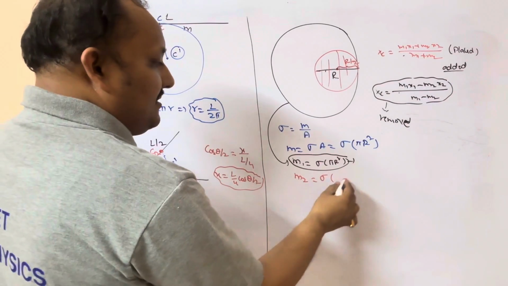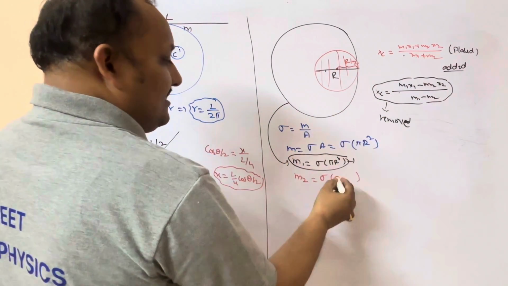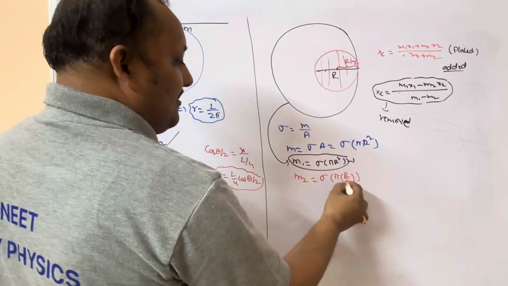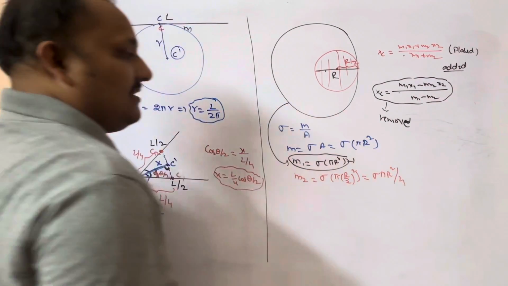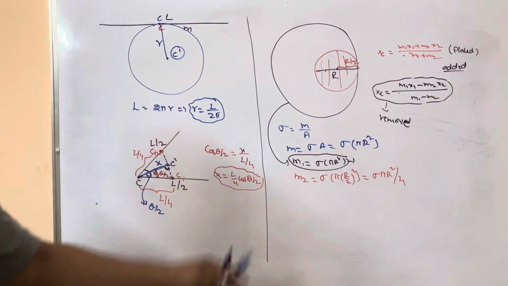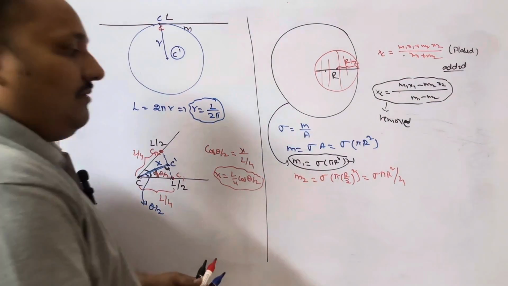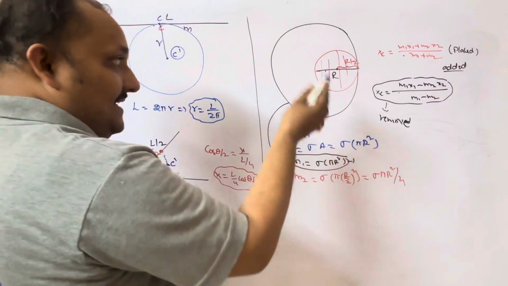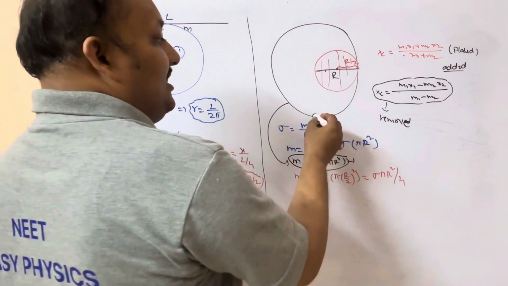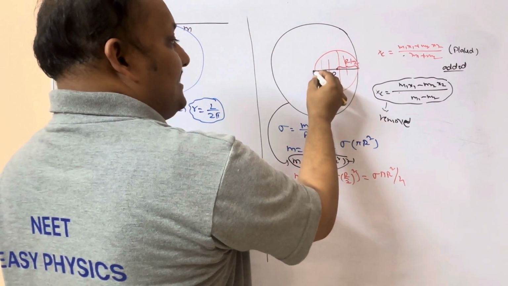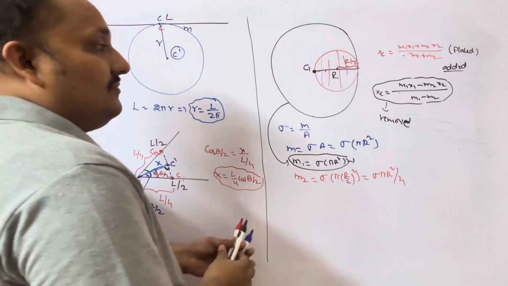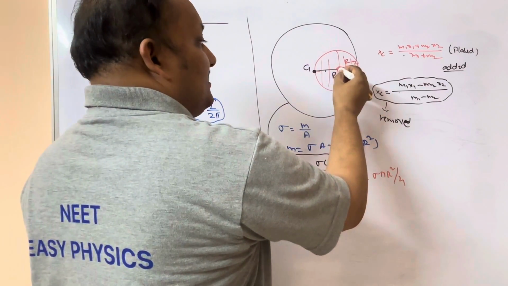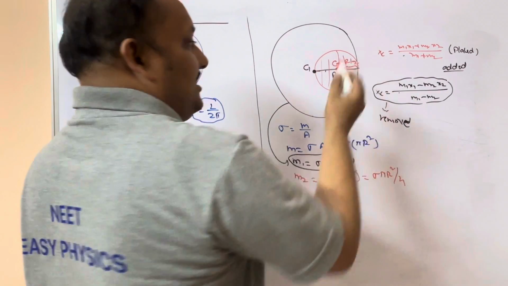m2 is equal to sigma. What is the area of this? Pi r by 2 whole square, sigma pi r square by 4. So this is the mass of the second object. Now where is the position of center of mass of the initial object before removal? It is going to be at the center C1. Now the second object's center of mass will be C2.